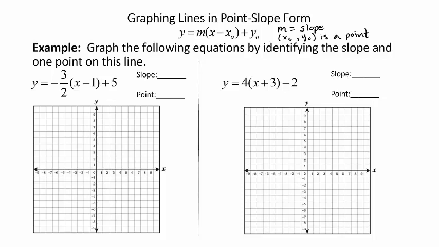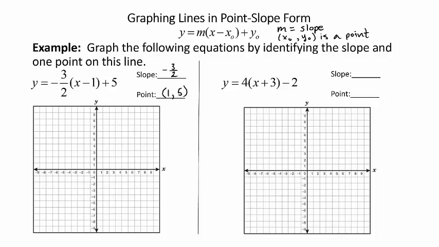So the directions here are to graph the following equations by identifying the slope and one point on the line. Okay, so this first example is y equals negative 3/2 times the quantity x minus 1 plus 5. Okay, so the slope is negative 3/2, just looking at the equation there. And the point that we're looking for is 1, 5, right?